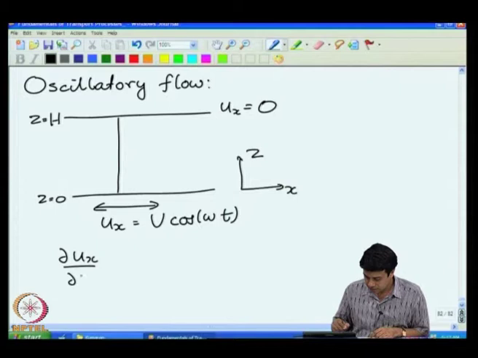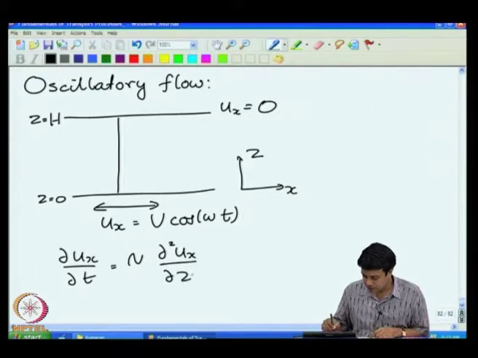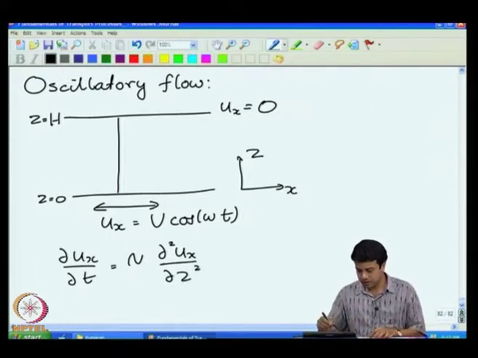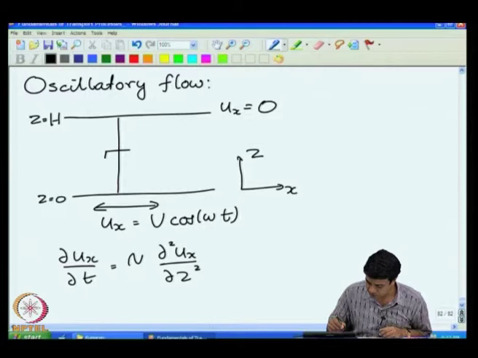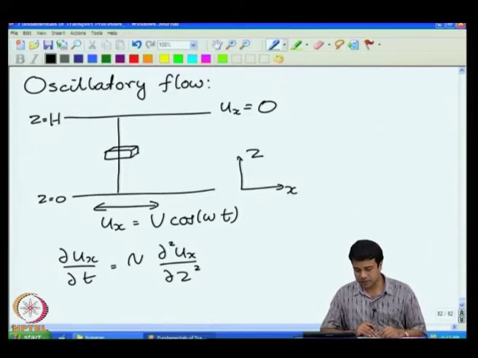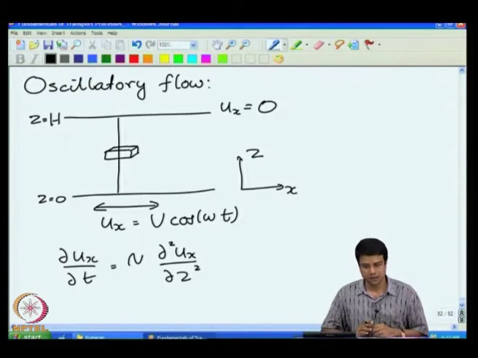So, the governing equation again, okay, d ux by dt is equal to the kinematic viscosity times d square ux by dz square. Okay. So, that is the equation for the velocity field, which we had derived by taking a balance over a small shell within the fluid earlier. If we take a balance over a small shell and then use Newton's law for the shear stress, we get an equation of this form, where nu is the kinematic viscosity.